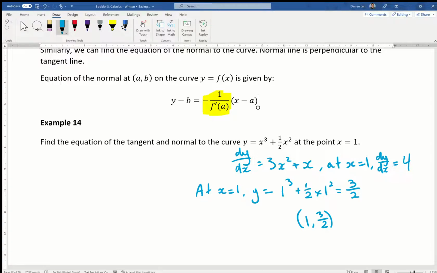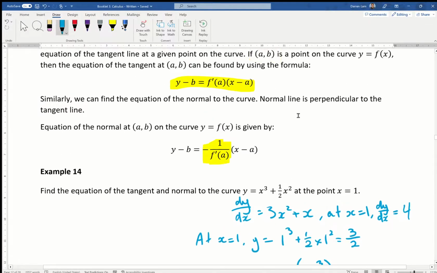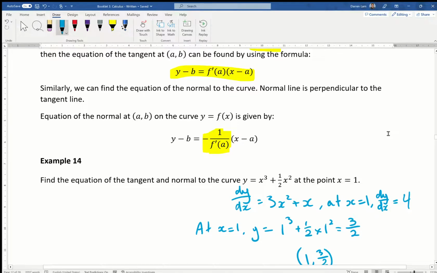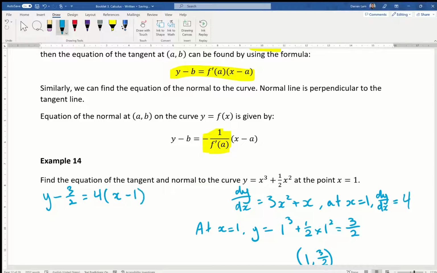Then I just put into my formulas. y minus b. So in this case, it's going to be y minus my y value of my coordinate, which is 3 over 2, equals the derivative at x equals a, or in this case, x equals 1, which therefore gives us 4, brackets, x minus the value of a, in this case 1. There we go.